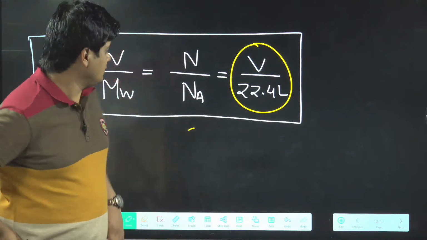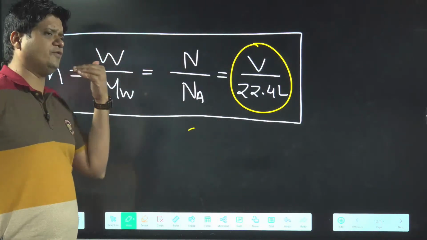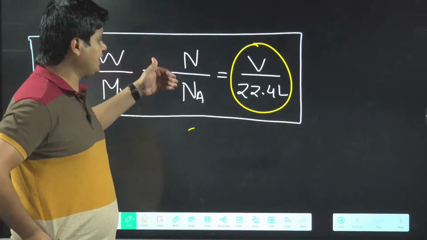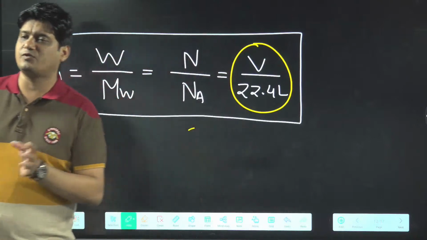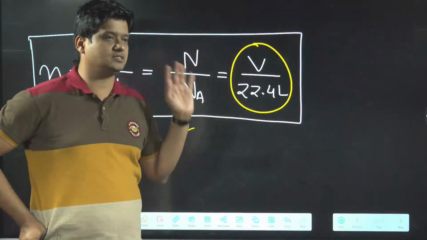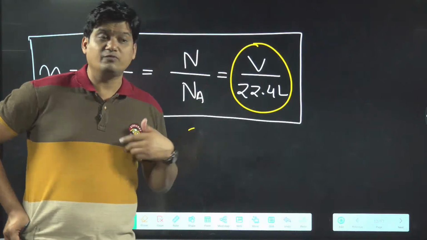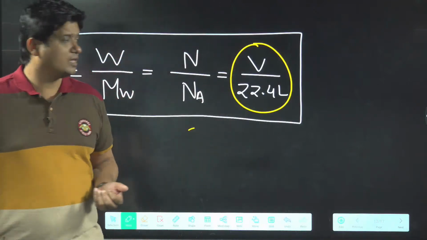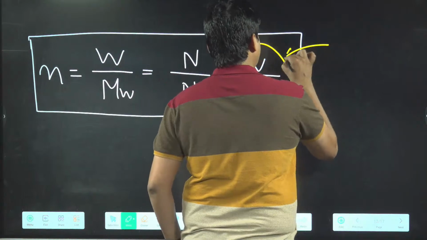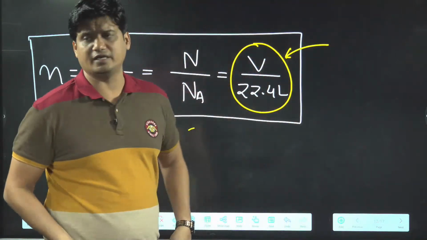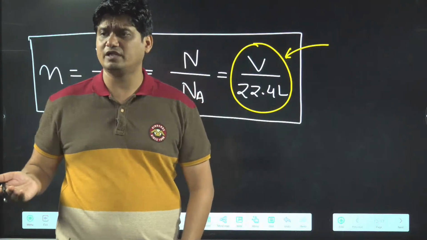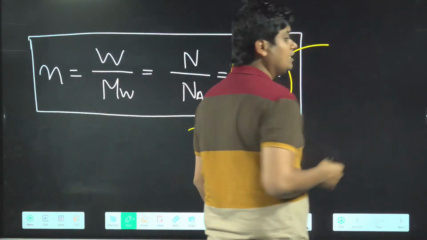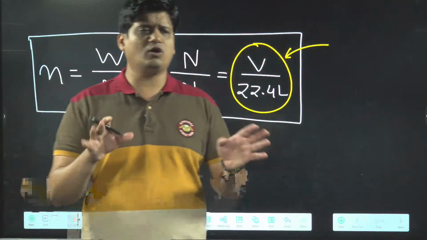Always remember, the first two, W upon MW and N upon Na, are valid for all the cases. But V upon 22.4 liter is not valid for all the cases. Sir, then when it is valid, please explain. You know that this volume thing, molar volume, all this stuff is discussed for gases only. So this is valid for gases. And I told you earlier that whenever we talk about the gas, we consider it an ideal gas.